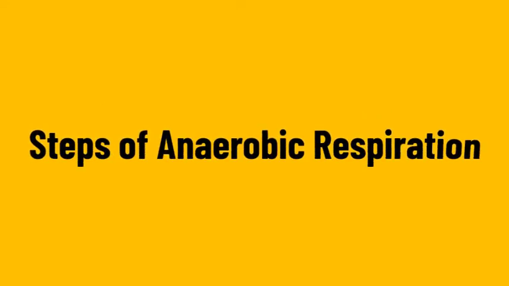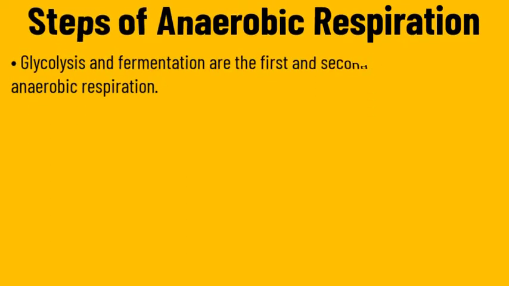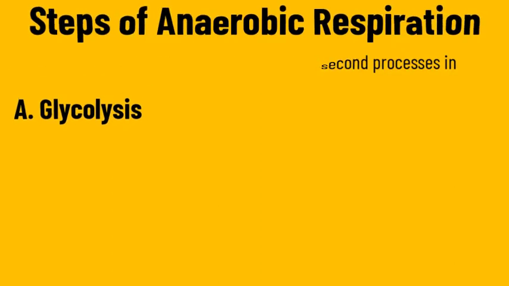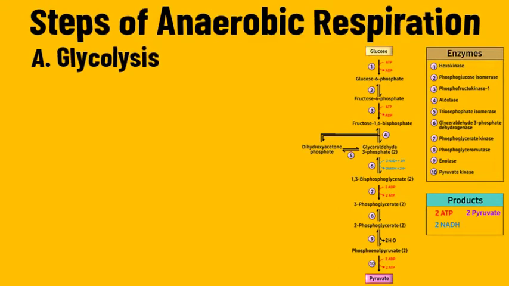Steps of anaerobic respiration. Glycolysis and fermentation are the first and second processes in the anaerobic respiration. Number 1. Glycolysis. With the help of this diagram beside you, we will understand these steps of anaerobic respiration.